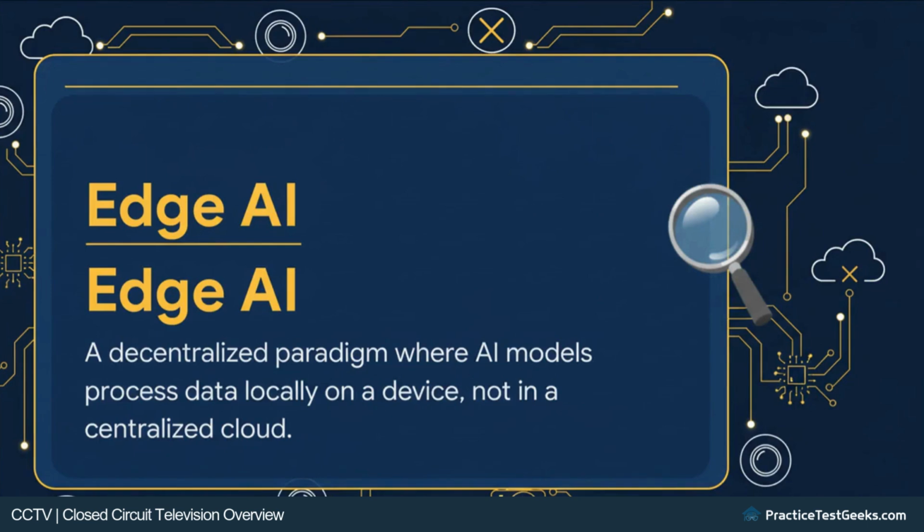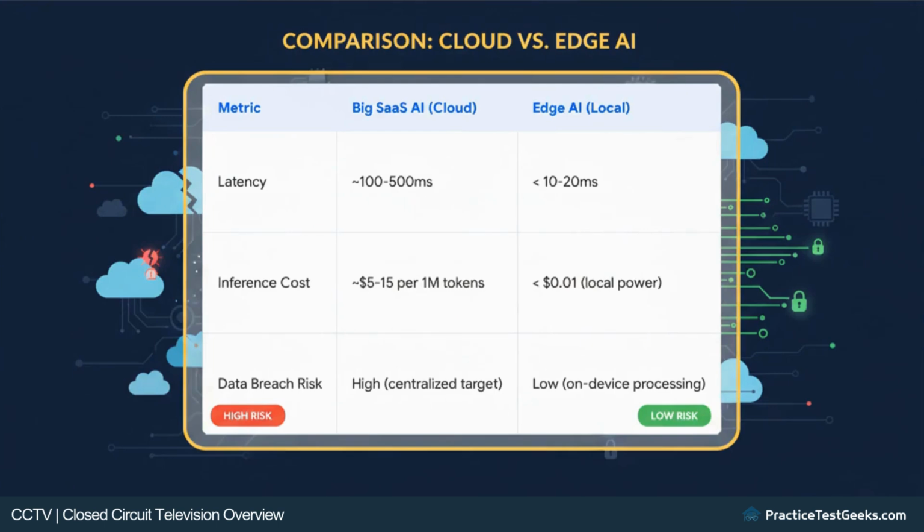This is where the idea of edge AI comes from. So instead of having to send these huge video files all the way to a server farm somewhere in the cloud to be analyzed, the AI does all the heavy lifting right there, on the device itself. The processing happens locally. It's a totally decentralized approach that puts the intelligence right where the action is, at the edge of the network. And when you actually put these two side by side, the difference is just staggering.